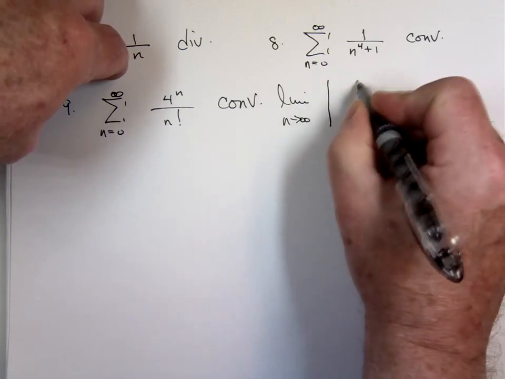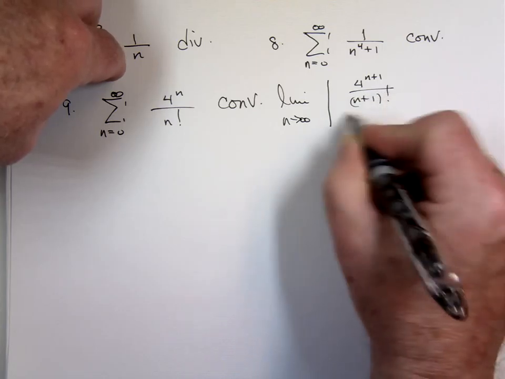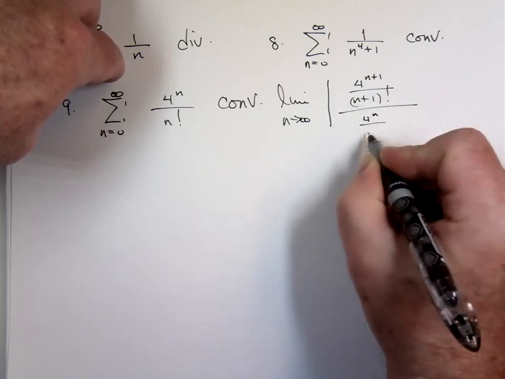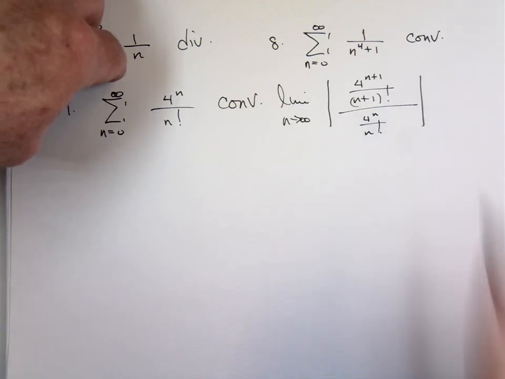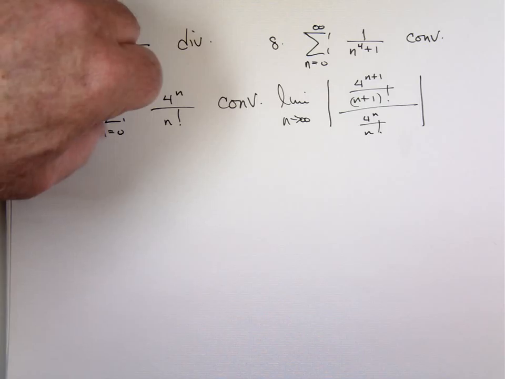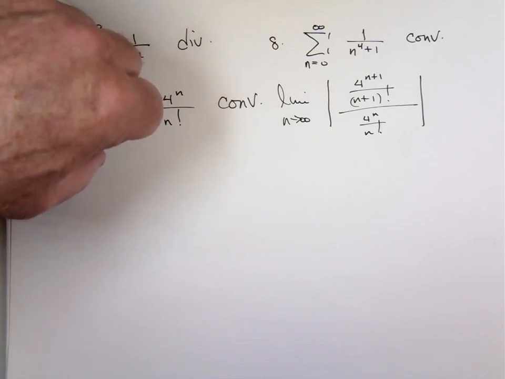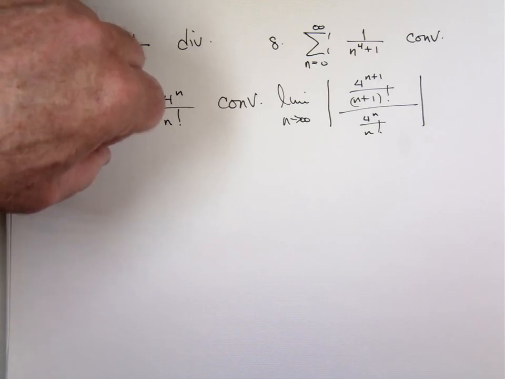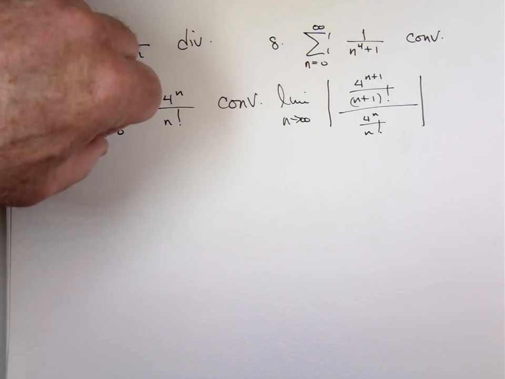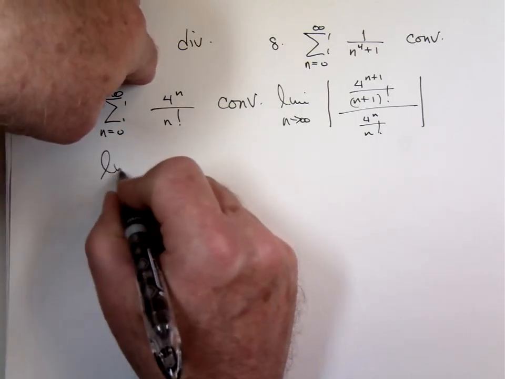The n plus first term over the nth term. We're going to find that limit. If that limit is greater than 1, the series diverges. If that limit is less than 1, the series converges. If that limit is equal to 1, the test fails. So let's find out what we got here. We've taken the limit as n goes to infinity.